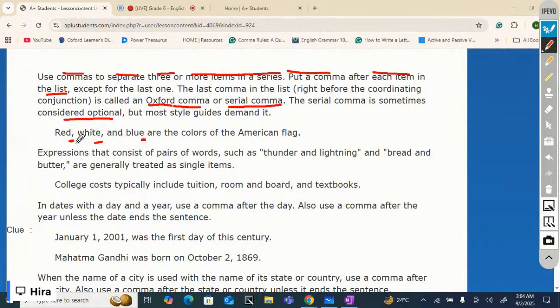Now, the last comma. This is the last comma. The last comma in the list is called an Oxford comma or serial comma, which is used right before the coordinating conjunction. And is the coordinating conjunction, and the comma used before it is the last one. It's called an Oxford comma or serial comma. Why is it considered sometimes optional? In most style guides, it is considered mandatory.